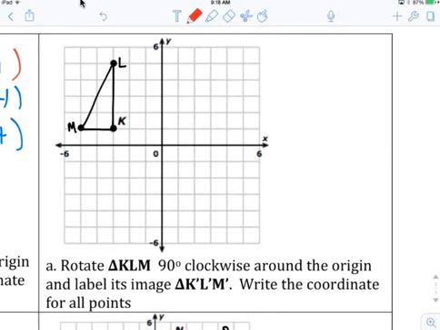90 degrees clockwise. Clockwise, the number switch. Okay, so we switch the number. We start out with the ordered pair, which means switch the ordered pair around. That's the correct vocabulary. Negative 3, 1. L is negative 3, 5. Negative 5, 1.